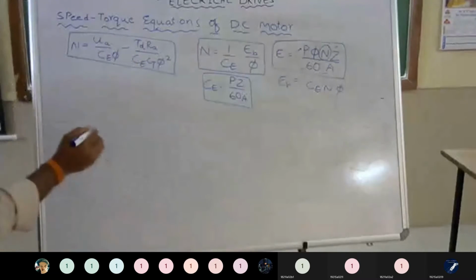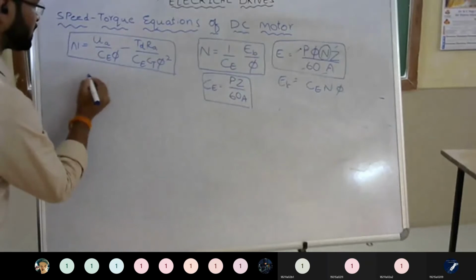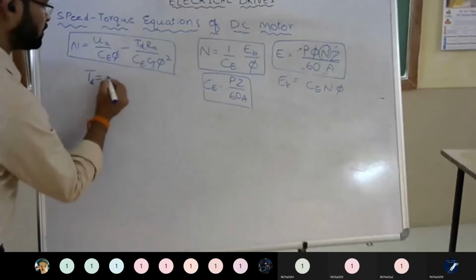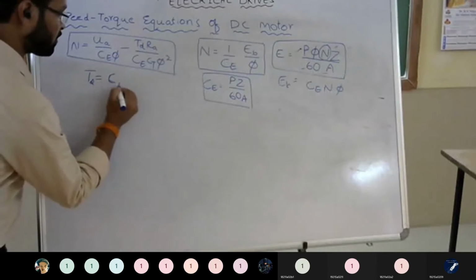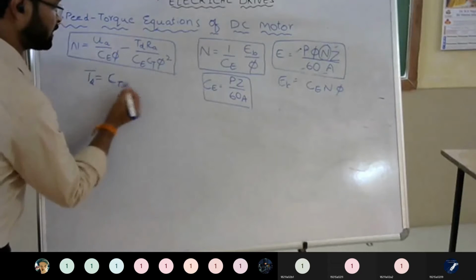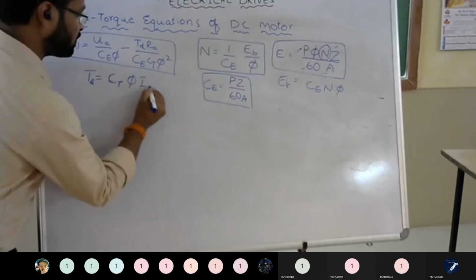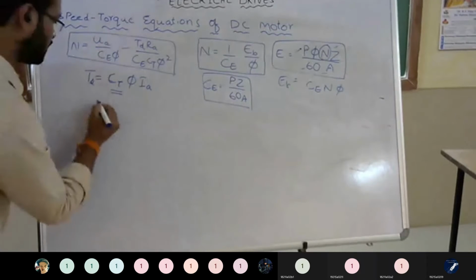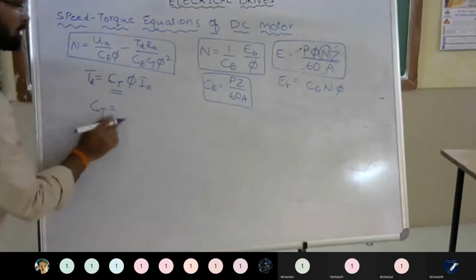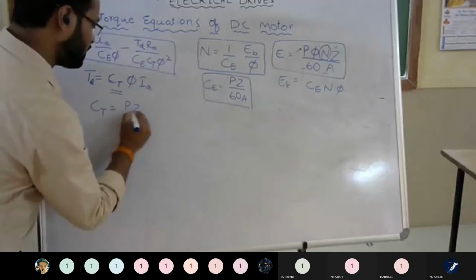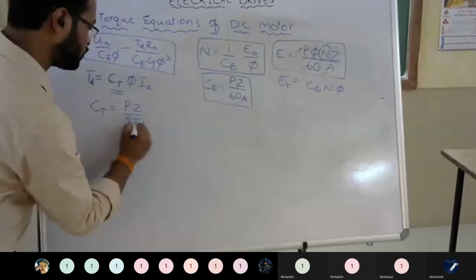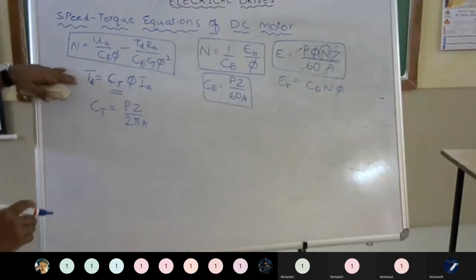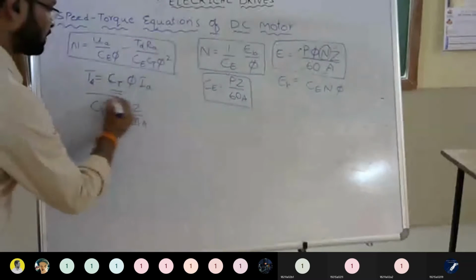Same thing, what is the torque equation? Torque developed is equal to CT, the proportional constant, the torque constant, into 5 into IA. So what is CT again? There is some confusion, but no need to confuse anything. For remembrance, CT is also the same thing: PZ by, instead of 60, here you will get 2 pi into A. So remembrance is very easy. How did this torque equal to CT into 5 into IA come?